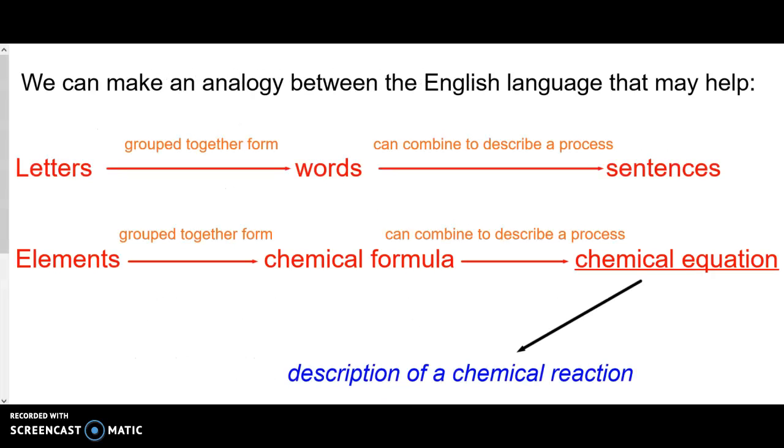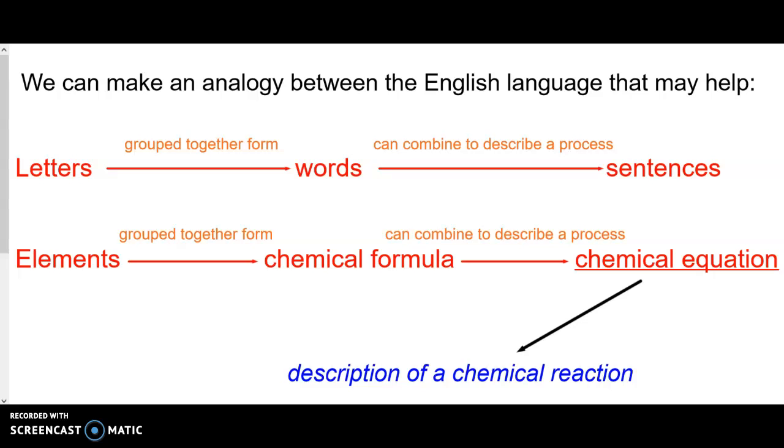So one of the analogies we're going to make between chemical equations and the English language is on this page. So as an example, when we're speaking English, we have letters grouped together to form words, which we combine to describe sentences, and sentences describe something. So the analogy extends to chemistry.